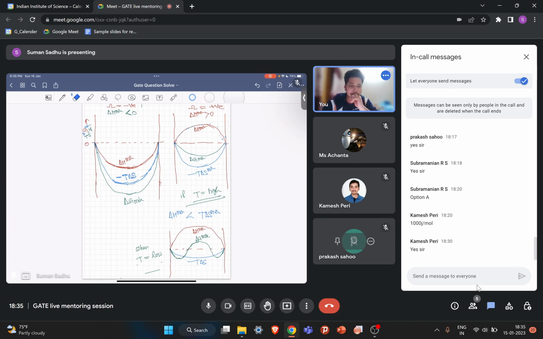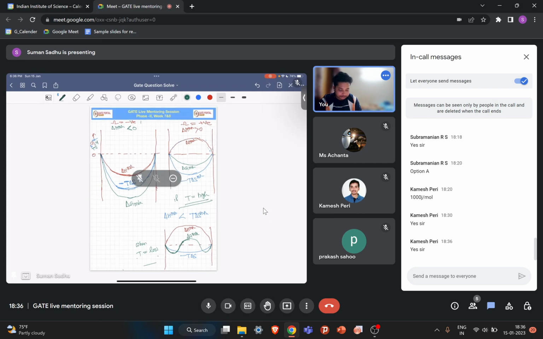Everyone understood? Okay. So can you also tell me why initially it is decreasing and then it is increasing after some points? Why initially it is decreasing?